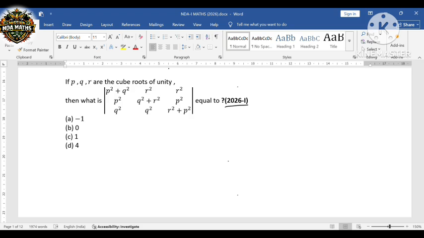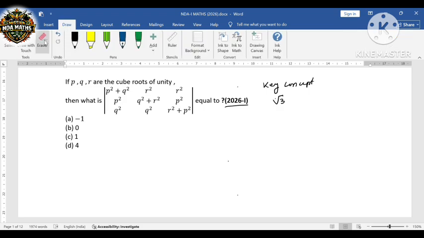The latest question. So here the key concept is we know the cube roots of unity are 1, omega, omega square. And another important property is the sum of these three cube roots is always 0. So these two things are required in this question.